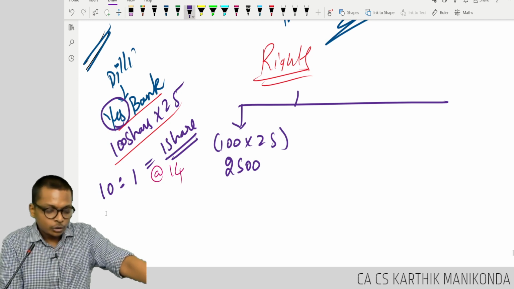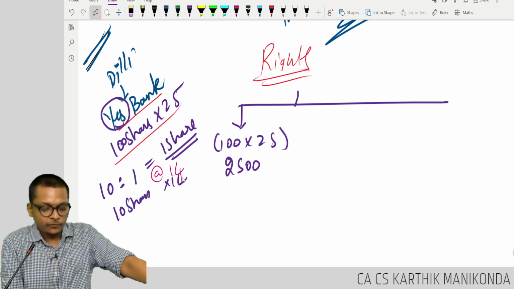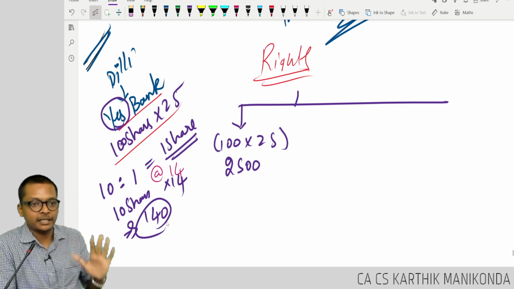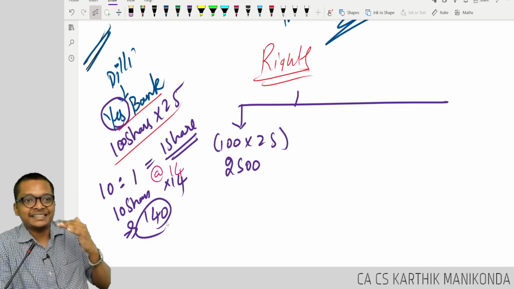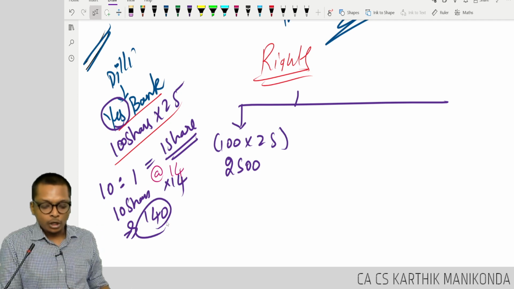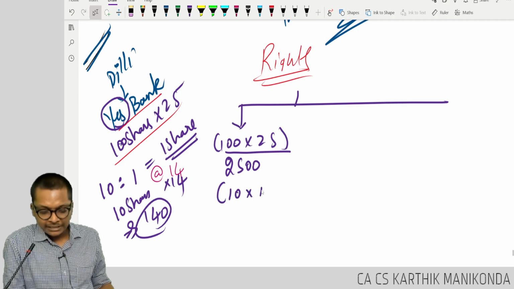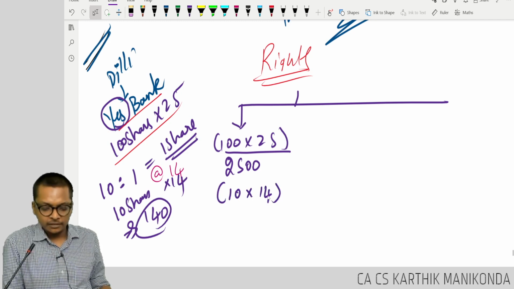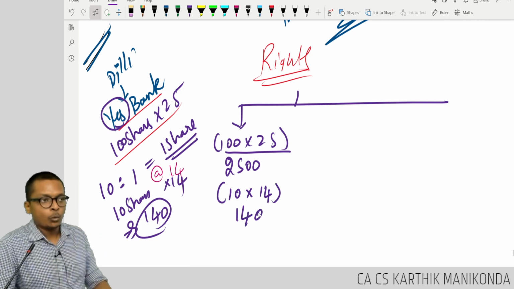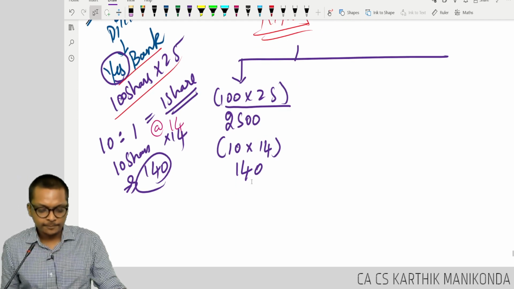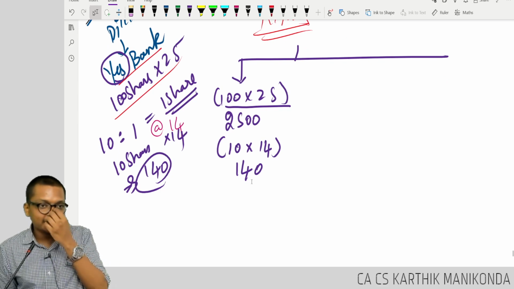So, Dilli Babu has how many shares? 100. Correct? So, he can buy 10 shares at 14, so he will pay 140 rupees. If he wants, he can buy. It's not mandatory. Let's say in the first case, Dilli Babu purchased it. So already he has 100 into 25. Now he is buying 10 into 14, which is 140. So totally how much money did Dilli Babu pay?